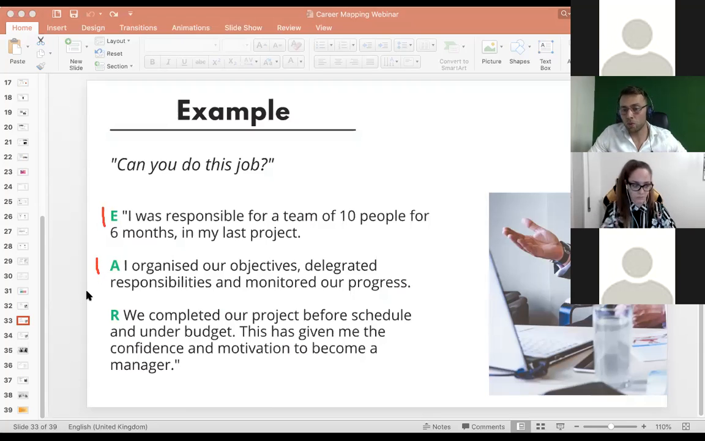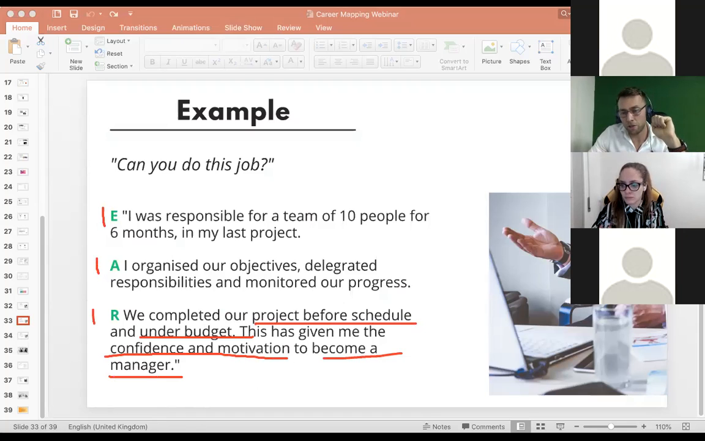What did I do now? What is the action that I took? I organized the objectives, I delegated, and I monitored progress. Those are the skills that I practiced in this experience. I'm demonstrating my skills, okay? And these are the results. We completed the project before schedule, under budget, and the result, the true result, I have the confidence and motivation to become a manager. I want to be a manager. Give me this job.